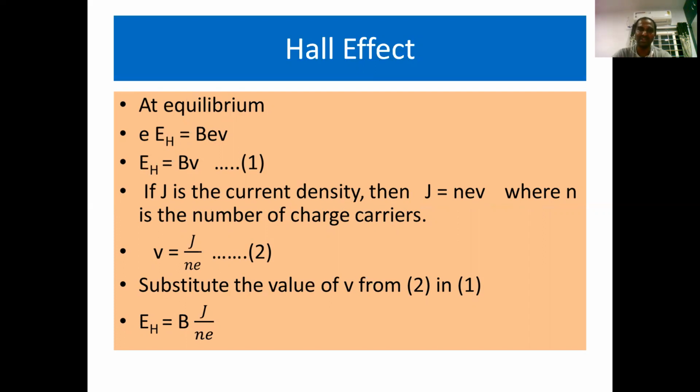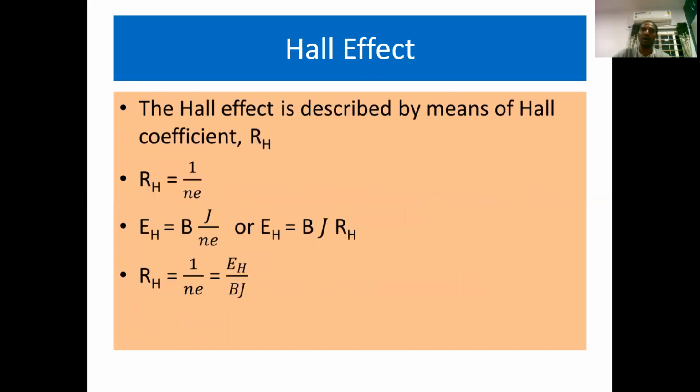So from this expression, the velocity V is nothing but J by Ne, known as equation number 2. Substitute the value of velocity from equation 2 in equation 1 and rearrange the terms. Finally, we will get EH is equal to B into J by Ne. The Hall effect is described by means of a Hall coefficient, which is represented by RH.